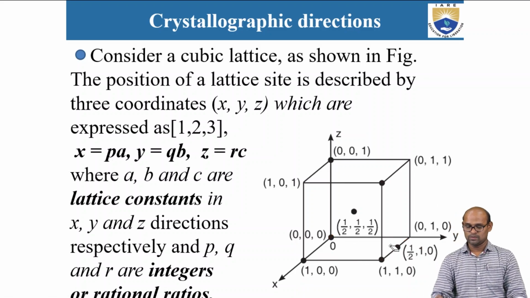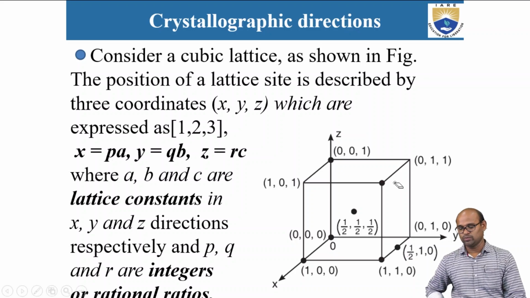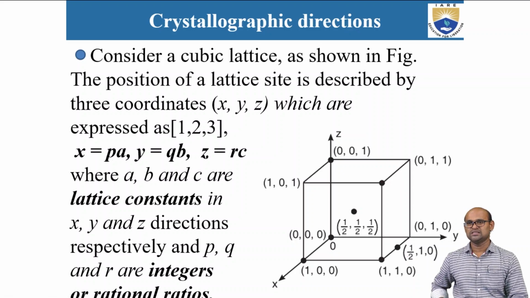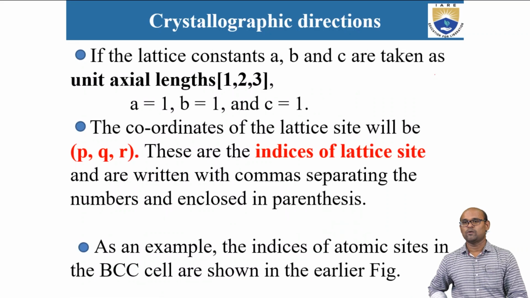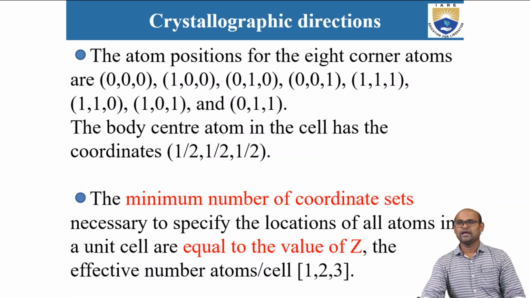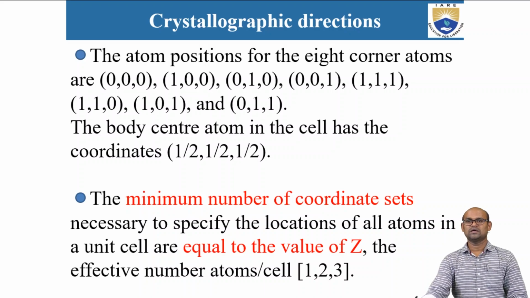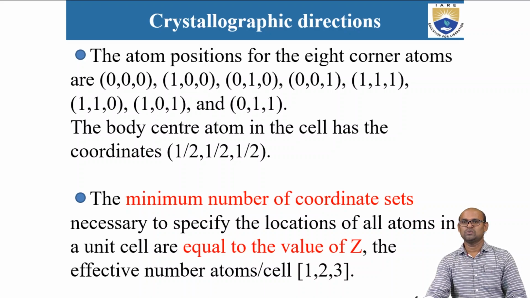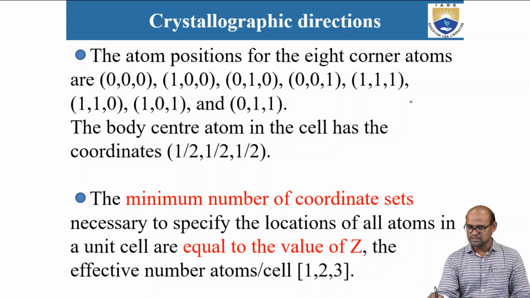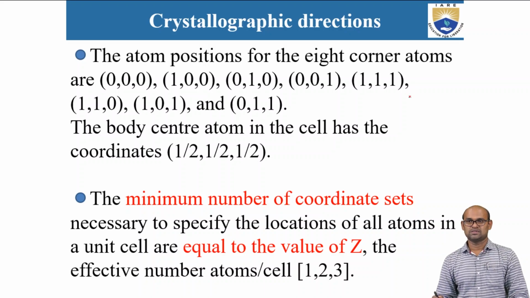Okay. So we have taken this body-centered cubic unit cell and we have written the indices of different lattice points. So the atom positions for the 8 corner atoms are 0 comma 0 comma 0, 1 comma 0 comma 0, 0 comma 1 comma 0, and so on. These are all 8 corner atoms, right?